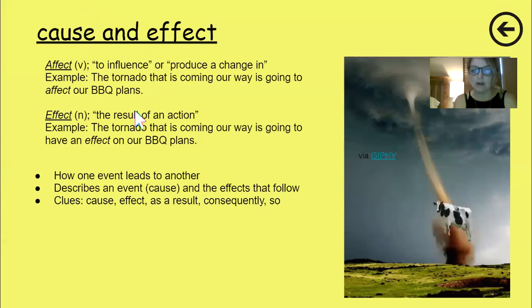Okay, we're talking about cause and effect. So we are talking about the results of an action, and that action is the cause. So how one event leads to another. Cause and effect describes an event, which is the cause, and the effects that follow. And the clues are cause, effect, as a result, consequently, and so. Those are going to be your clue words so that you know you're dealing with cause and effect.